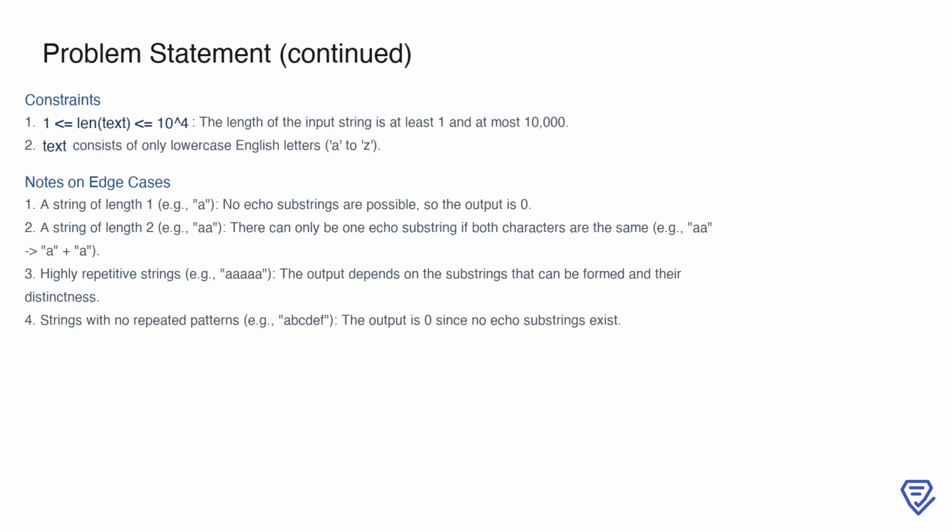Let's now go over the constraints and some edge cases to clarify the problem further. The length of the input string is guaranteed to be between 1 and 10,000 characters, and it consists solely of lowercase English letters. For edge cases, consider a string of length 1, such as a. Since an echo substring requires at least two identical parts, the output for such strings will always be 0. For a string of length 2, like aa, there can only be one echo substring if both characters are the same, as in aa forming a plus a.